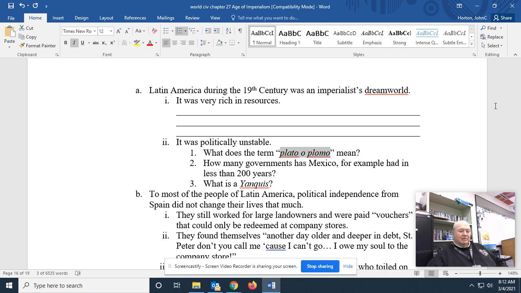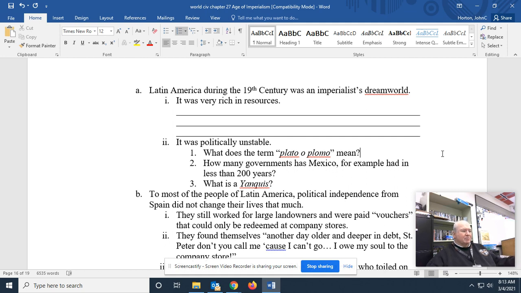Lithium is found in Bolivia. Now, does anybody know what lithium is? Well, every one of you and I right now have some lithium on us. What is it? It's the primary substance in the battery that powers your cell phones. Yeah, lithium. And Bolivia in South America has over 50% of the world's supply of lithium. And yet Bolivia is a very poor country.